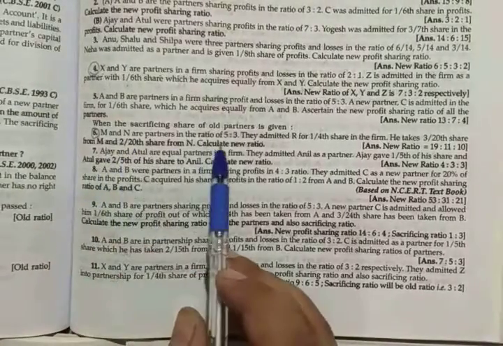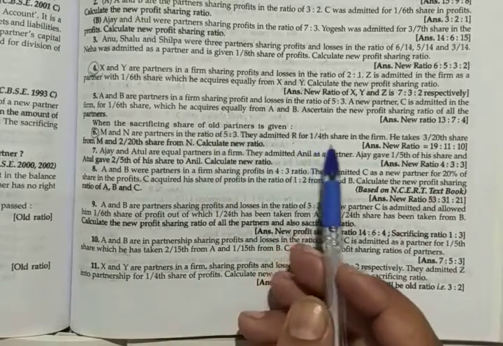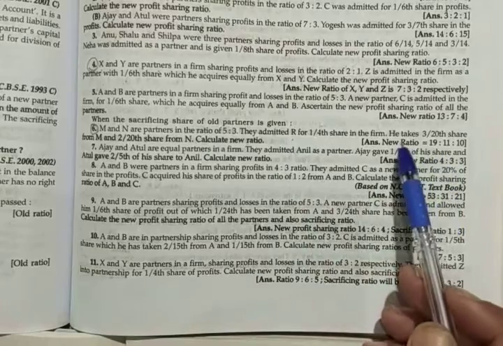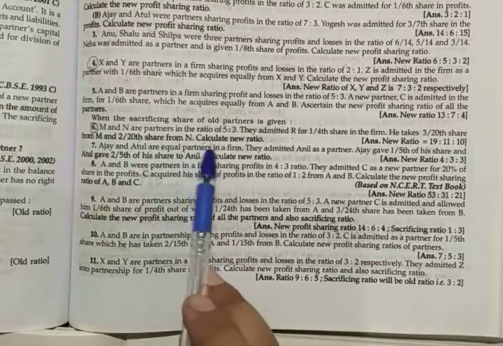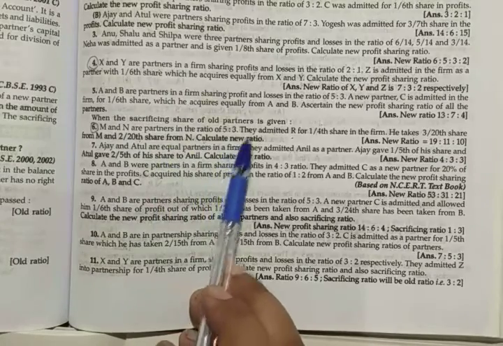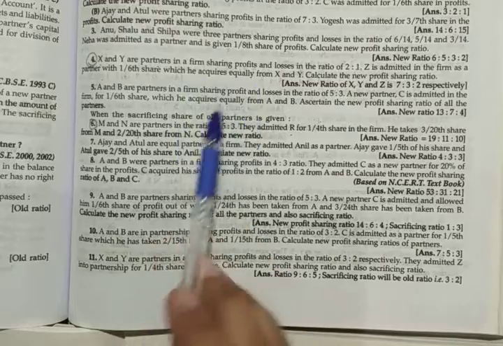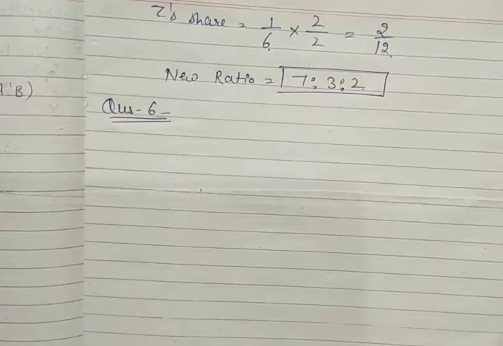Here M and N are two partners who are sharing the ratio 5:3. They admitted R as a new partner with 1/4 share in the firm, and R takes 3 by 20th share from M and 2 by 20th from N, and we have to calculate the new ratio. This is similar to the previous question, but in that, it was given that we have to share equally, but here a particular proportion is given. So let's start the question. You will understand it very easily because you have done a similar question.